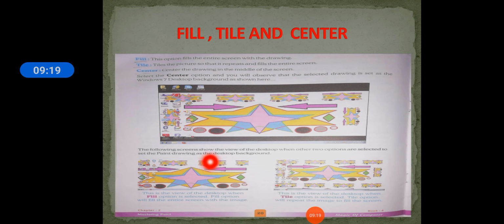The following screen shows the view on the desktop where the other 2 options are selected to set the paint drawing as the desktop background. When you select the fill option, this view will appear. This is the view of the desktop when the fill option is selected. Fill option will fill the entire screen with the image. It will select all the picture. Here you can see black borders are there. Here the drawing is on the entire screen.